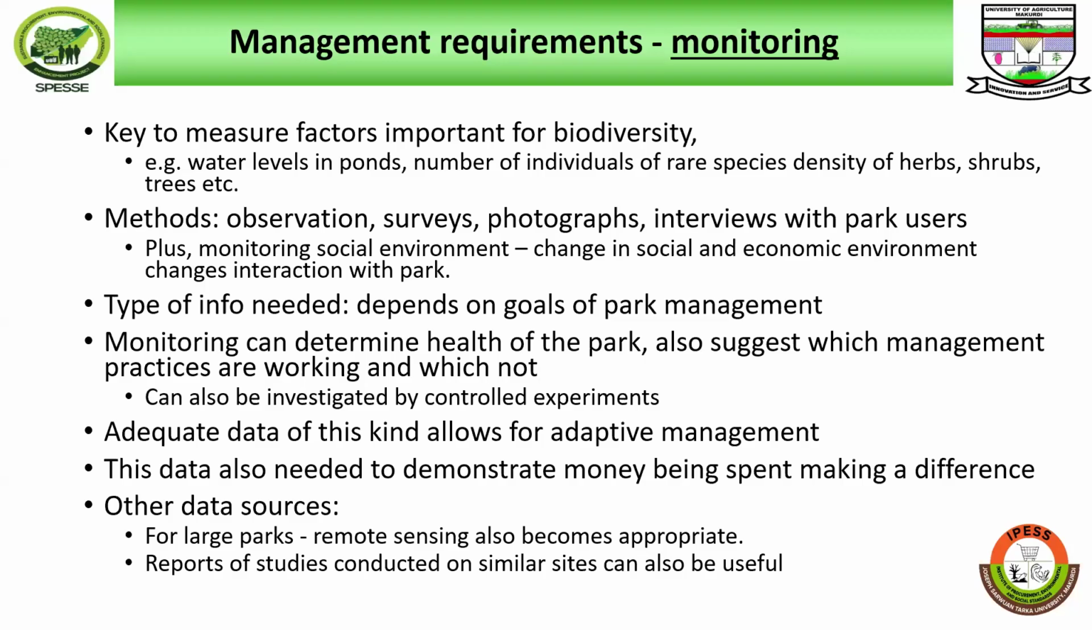If you establish a conservation area or a protected area, you would be interested in finding out what the water levels in streams and ponds are, and the number of individuals of your herbs, your shrubs, and your trees. And the methods you would use are mainly observations, surveys, photographs, interviews with park users, and you can also monitor the social environment. What are the changes in social and economic environments and how they interact with the park.